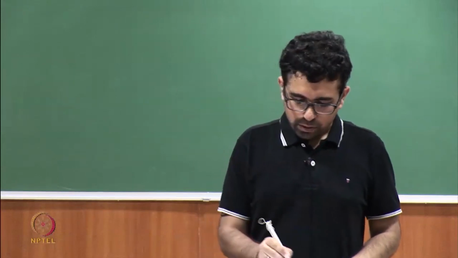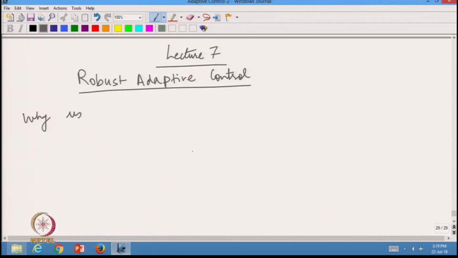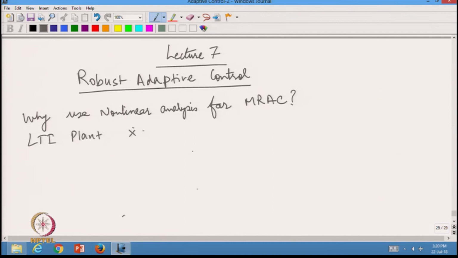So, why use nonlinear analysis for MRAC? Okay. So, say you have an LTI plant. I am taking a scalar case, x dot equals A x plus B u, and the reference model is again an LTI system, x m dot equals A m x m plus B m r.